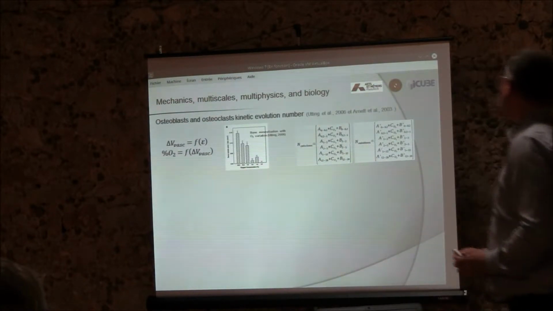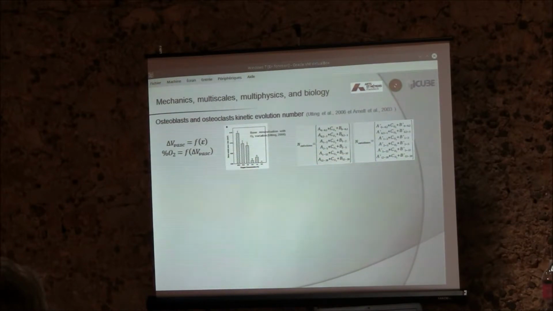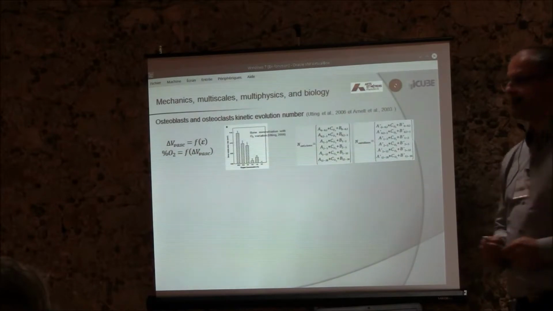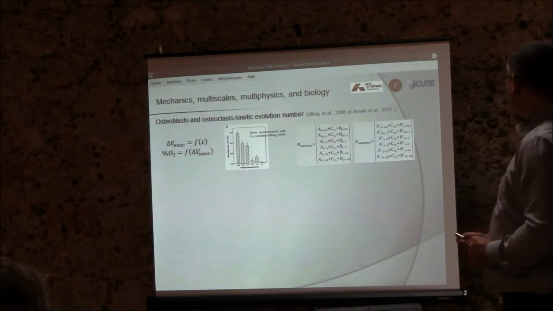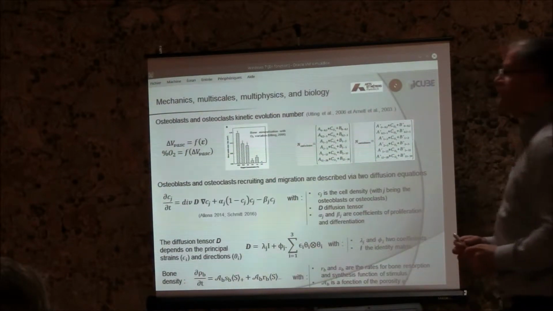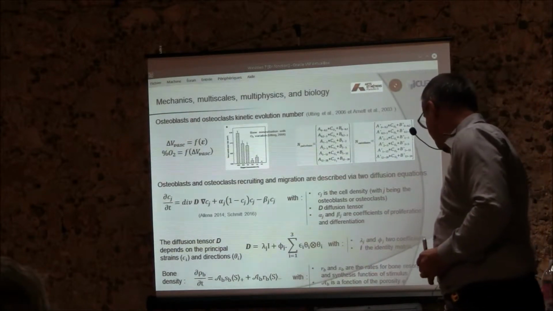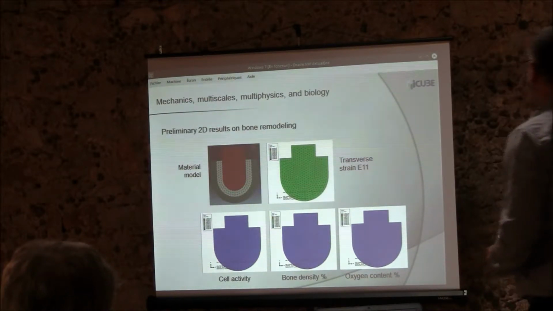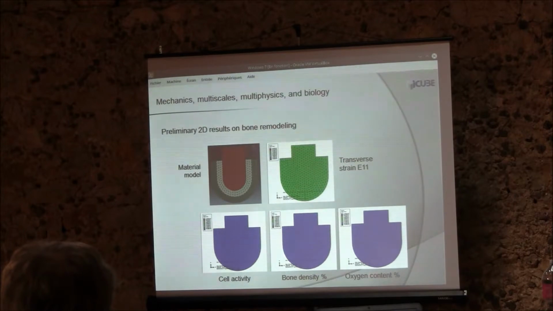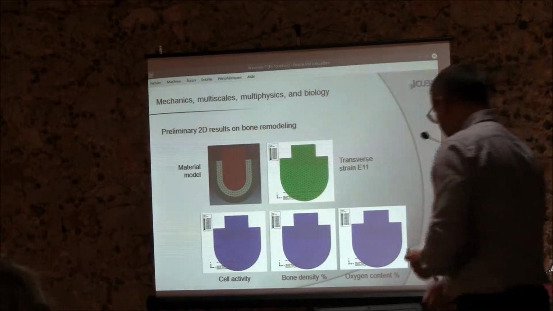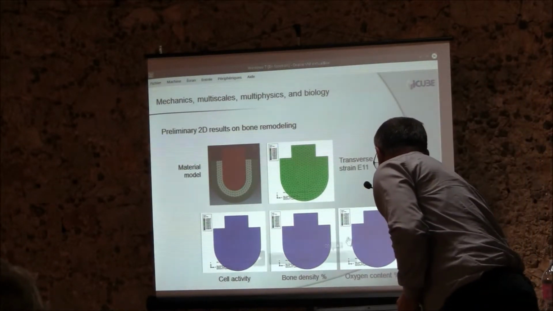So, just to show you quickly how we do that, we have found in the literature some cell concentration as a function of oxygen content, and we fit the osteoblasts and osteoclasts, and we used some diffusion equation for the cell recruitment and migration in order to be able to predict the bone density evolution. This is just preliminary results. The objective is, once the model is fully implemented, to actually integrate it into the real geometry that I showed you before. This is just a simple case that I'm going to show you here.